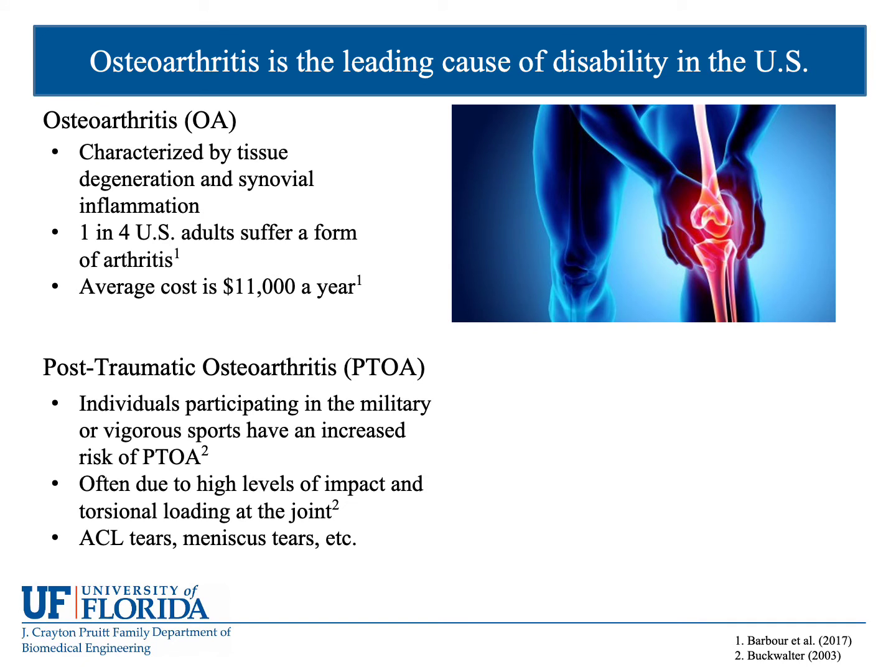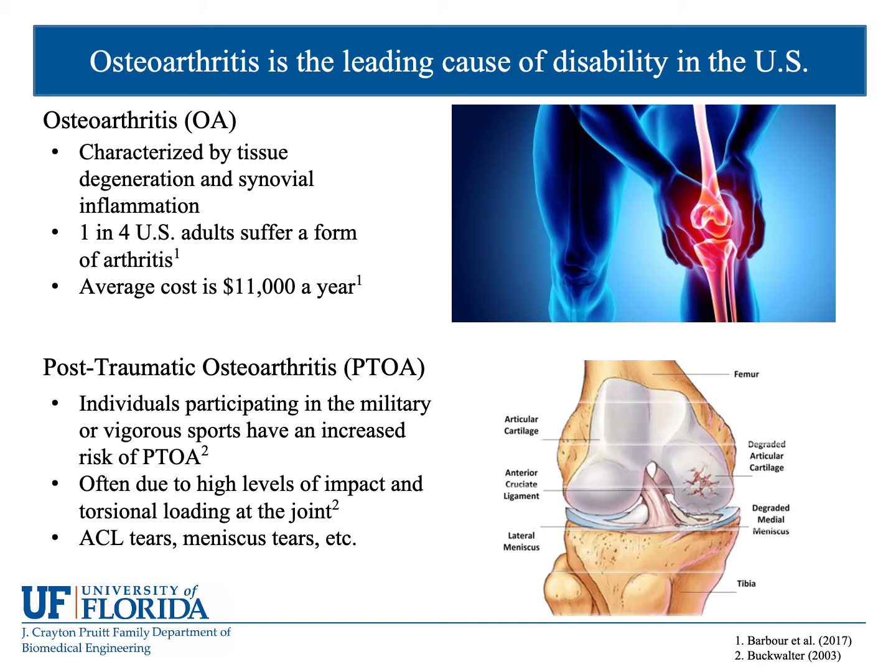Individuals participating in the military or vigorous sports have an increased risk of developing post-traumatic osteoarthritis, often due to high levels of impact and torsional loading in the joint. Common traumatic injuries are ACL tears and meniscus tears. As seen in the bottom right image, the medial meniscus acts as a knee stabilizer, and when torn, destabilizes the knee, causing extra pressure and increasing risk of further cartilage damage.